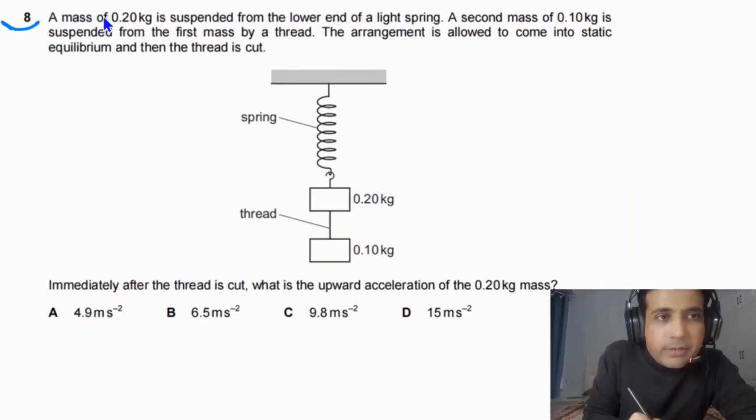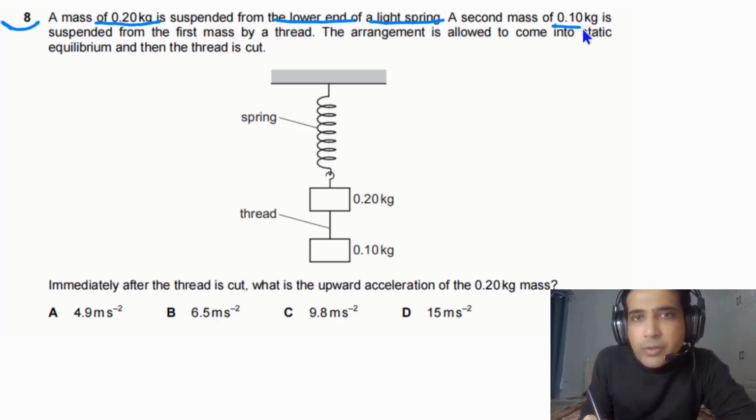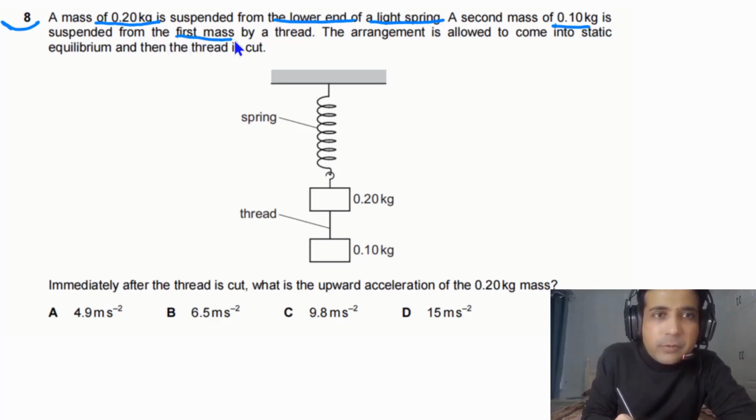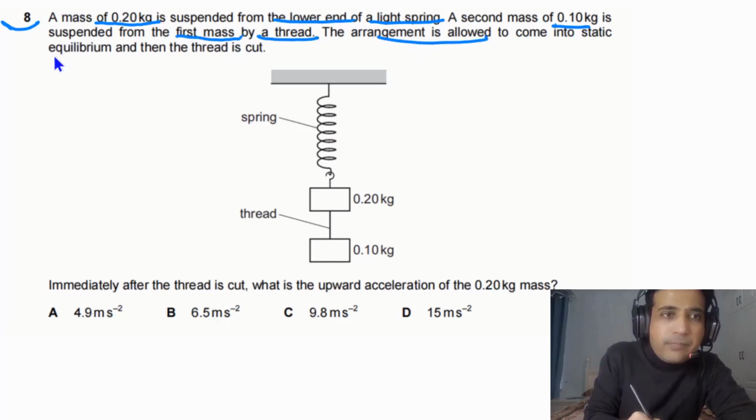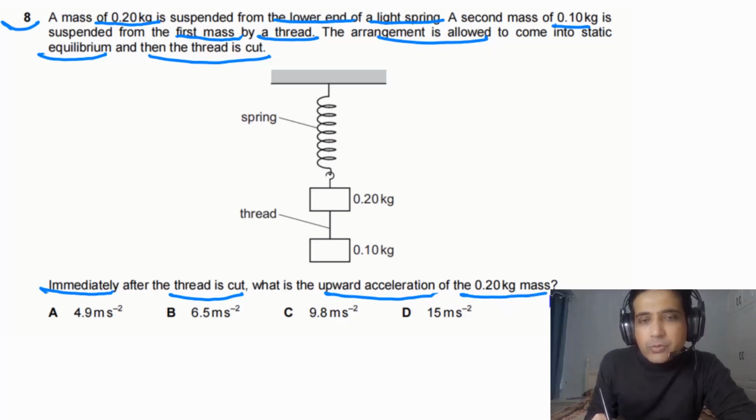For question number 8, it is given to us a mass of 0.20 kg is suspended from the lower end of a light string. Light string means that string has no mass. A second mass of 0.10 kg is suspended from the first mass by a thread. The arrangement is allowed to come into static equilibrium, and then this thread is cut. We need to find out immediately after the thread is cut, what is upward acceleration of 0.20 kg mass.